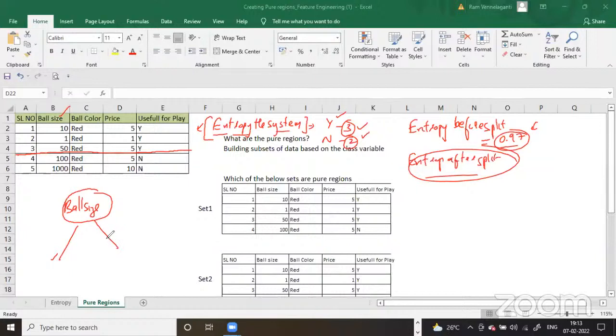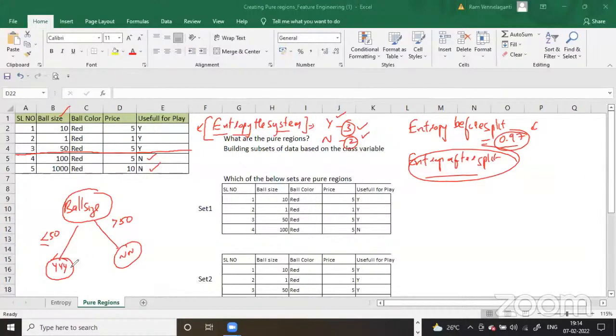If my ball size is greater than 50, then my ball is not useful for play. If my ball size is less than or equal to 50, then my ball is useful for play.